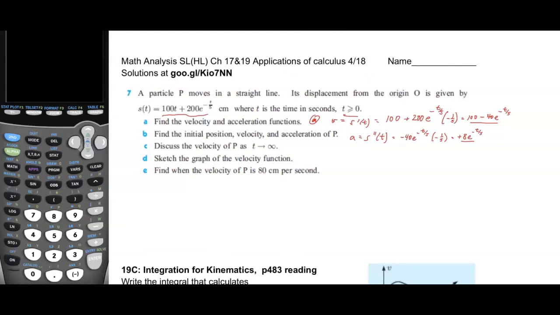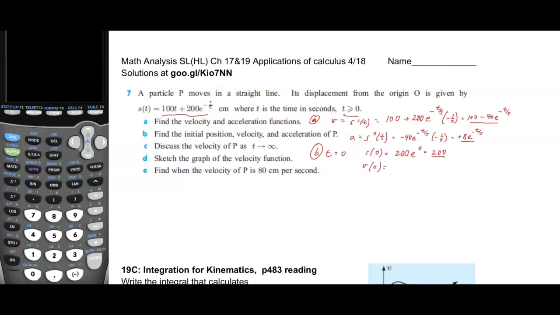B, find the initial position, velocity, and acceleration of P, the initial conditions. So we want to put t equals 0 into s, v, and a and see what we get. So s of 0 is equal to 100 times 0 is 0. 200 e to the 0 is just 200, right? So s of 0 is 200.